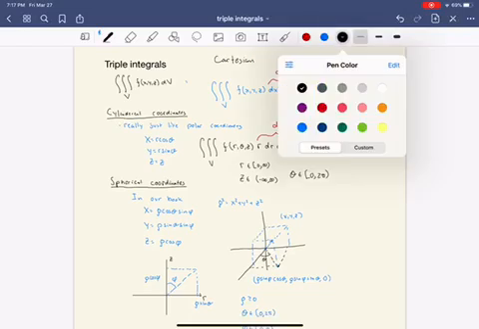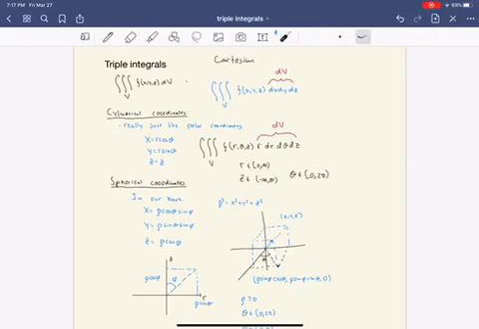So Cartesian coordinates are just exactly what we're used to. X, Y, and Z, dV being dx, dy, dz, or dy, dx, dz, or any combination of them, okay?